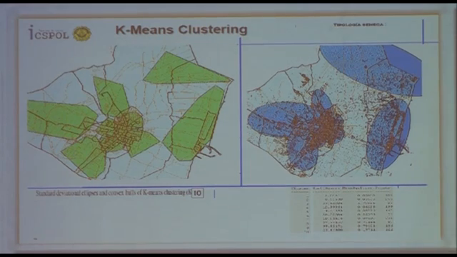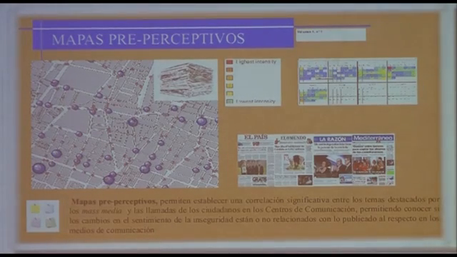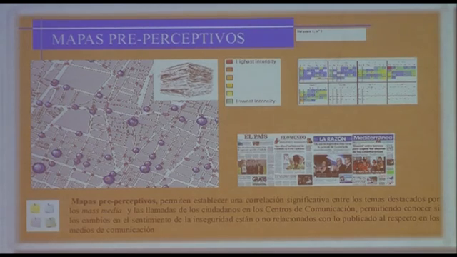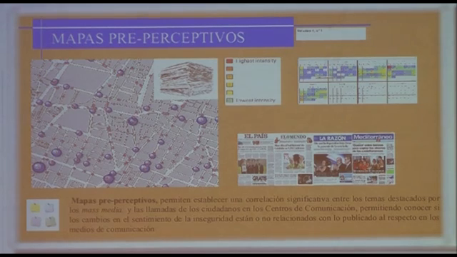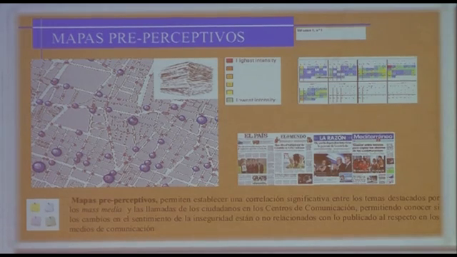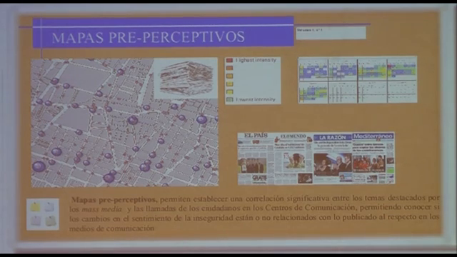Another algorithm, which is the K-means, and perceptive maps, which allow us to establish a link between the places mentioned in the press, in order to see if there is a real relationship between what is published in the press and the link with reality, whether there are events that repeat themselves over time. It is true that it's a bit stopped, because this is an issue which is done by the assistants that we had in the local police.